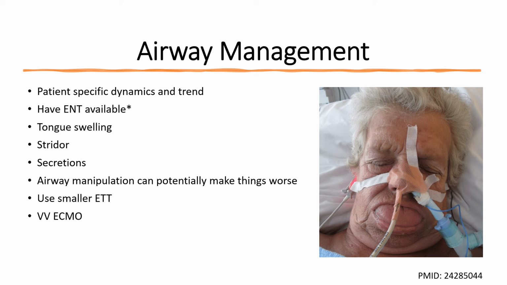Remember that airway manipulation by itself, especially when things are so swollen and friable, such as in cases of angioedema, can potentially make things worse from attempts, such as further swelling or bleeding. Consider using much smaller endotracheal tubes. Consider doing a nasal approach, such as nasal fiber optic intubation, for example. Again, keeping in mind that it can lead to bleeding.